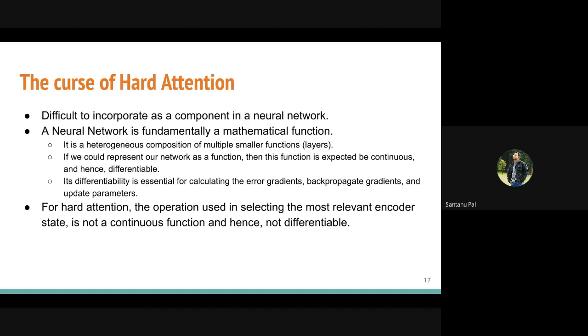So hard attention is not easy to implement. It is very complicated for neural network cases. Also, the operation used in selecting the most relevant encoder state is not a continuous function. So the final conclusion is that it is not differentiable. So how do we implement hard attention? We'll come to that later when we talk about local attention.